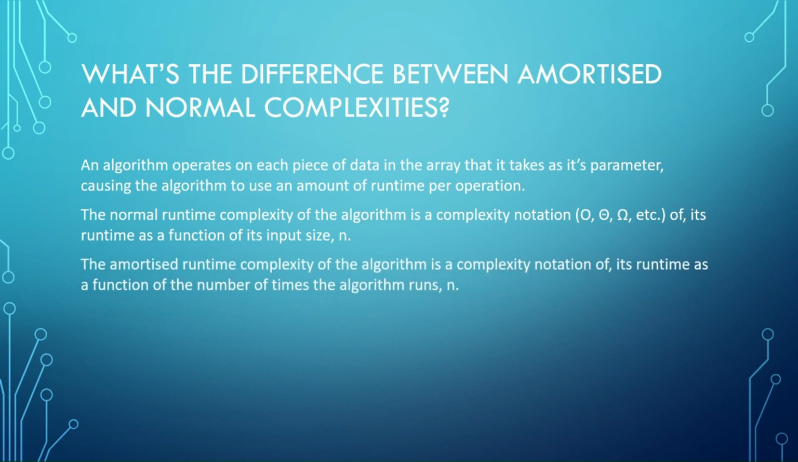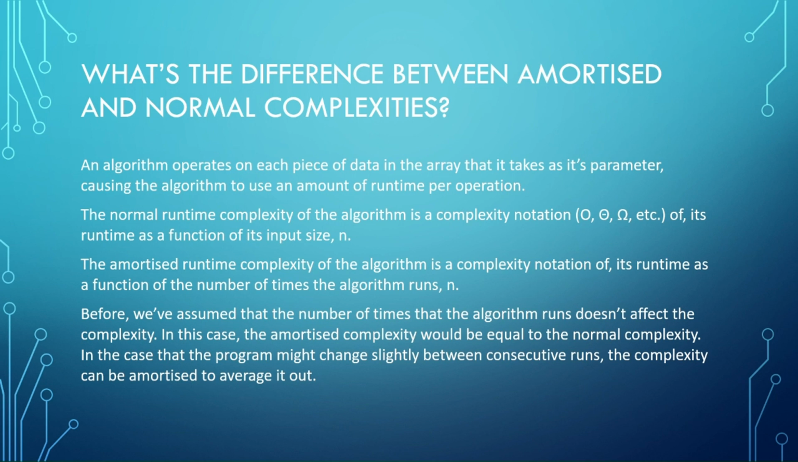The amortized runtime complexity of the algorithm is just as with the normal runtime complexity, the complexity notation of its runtime as a function of, instead of the input size, the number of times the algorithm runs. So that's the key difference. So before, we've assumed that the number of times that the algorithm runs doesn't affect complexity. So in this case, the amortized complexity would be equal to the normal complexity.